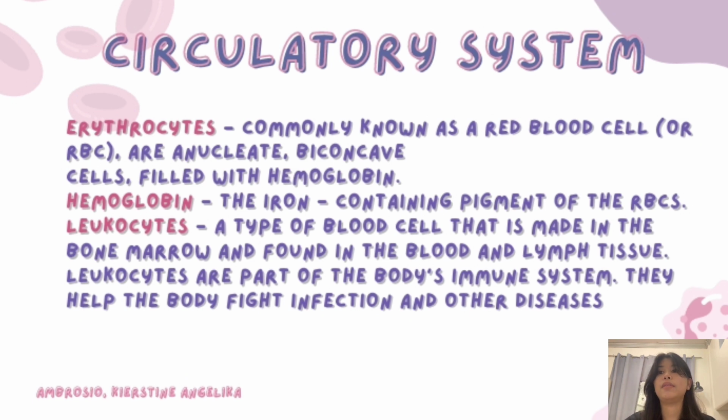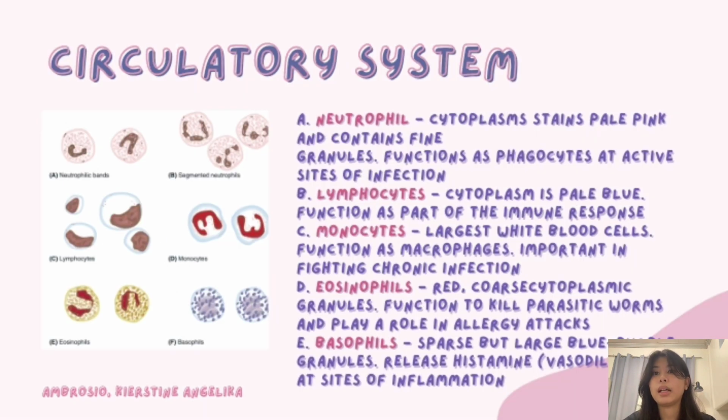Next we have leukocytes. It is a type of blood cell that is made in the bone marrow and found in the blood and lymph tissues. Leukocytes are part of the body's immune system. They help the body fight infection and other diseases. Bone marrow and lymph nodes produce the leukocytes, and leukocytes start as undifferentiated stem cells just like the erythrocytes, and then form into blast cells, maturing through several stages until they are released into the blood as mature cells. They also vary greatly in size.